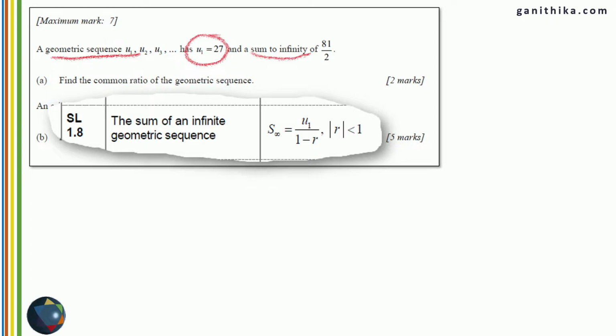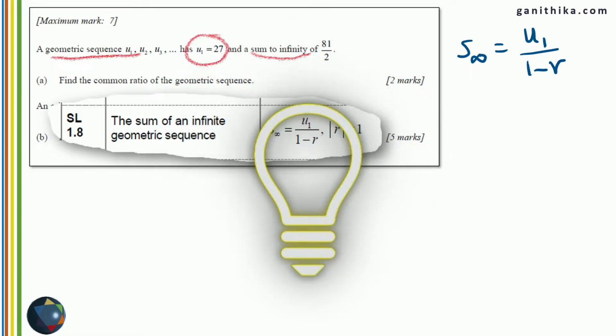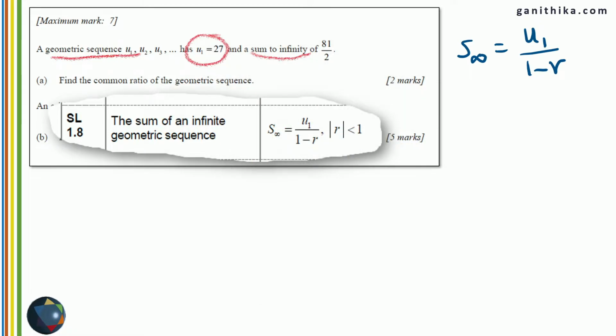You can see that the sum of an infinite geometric sequence, S infinity, is u1 over 1 minus r, given in the formula booklet for you. Can you identify that in your formula booklet? So let's write the formula that we are going to use, and then we'll write down what is given. See, I have not even gone to the question yet. I'm still in the first line of the question. I'm collecting the information.